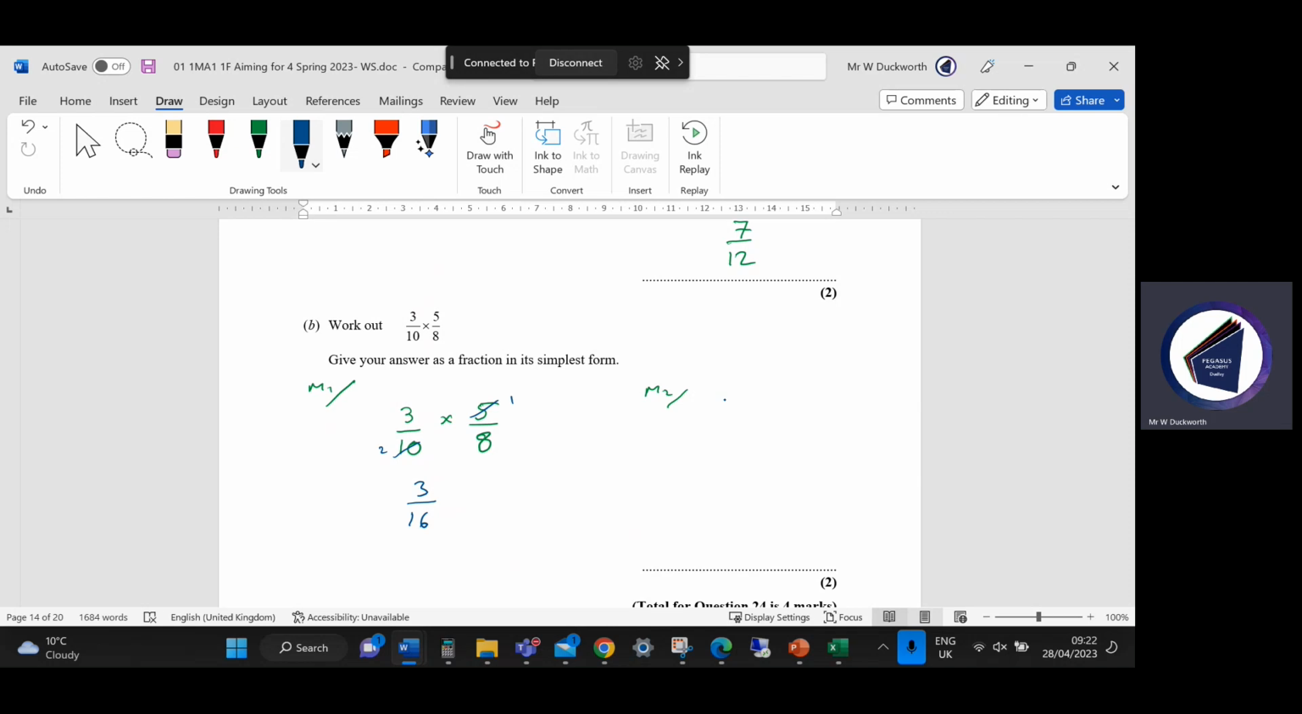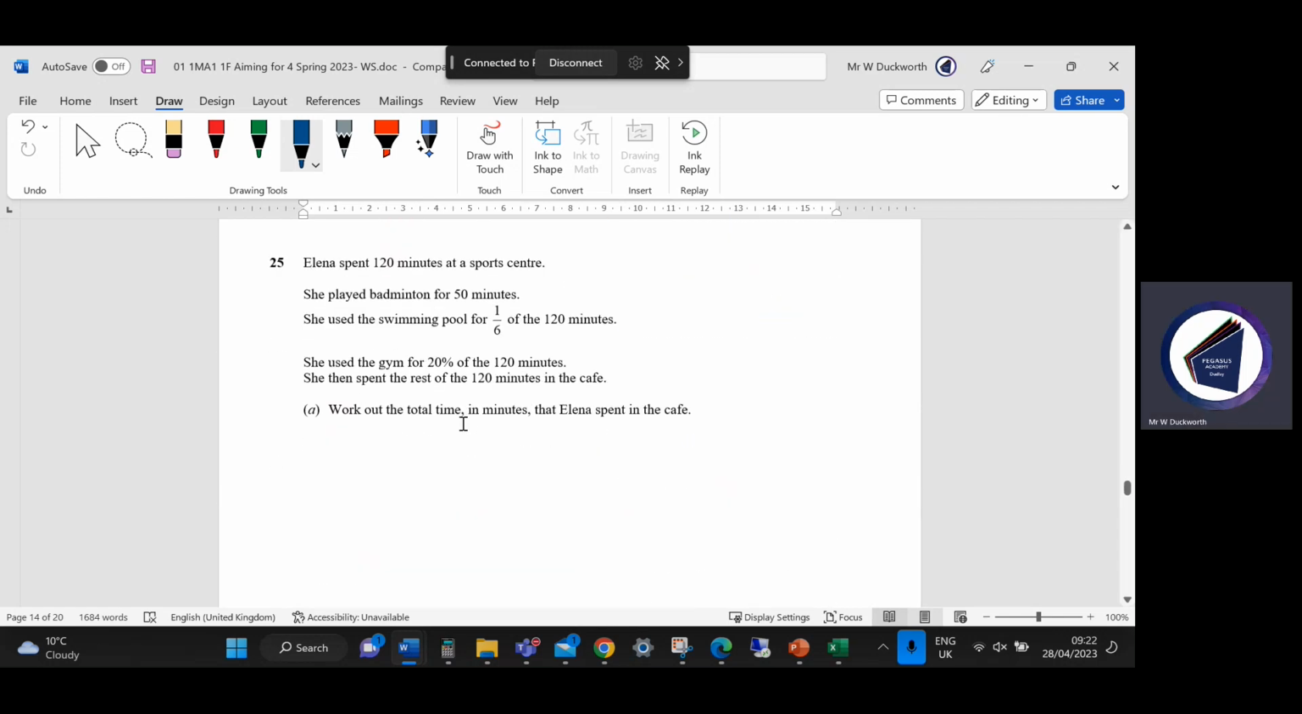Alternatively, if I hadn't spotted or didn't feel comfortable cancelling diagonally, I could have done the slightly harder multiplication, but no real drama. 3 times by 5 would give us 15, 10 times by 8 would give us 80, and then we need to cancel down by 5. So 5 goes into 15 3 times, and it goes into 80 16 times. So we get to the same point, just I prefer cancelling before I multiply. Either way, 3 out of 16.